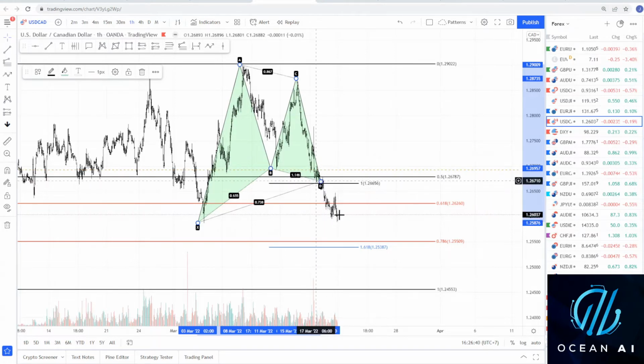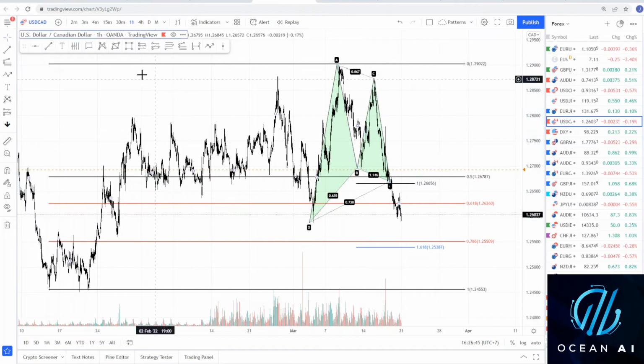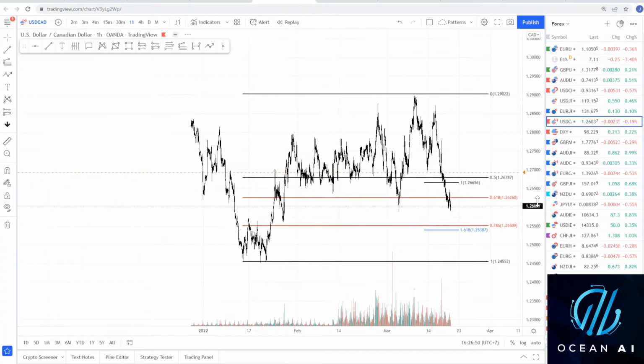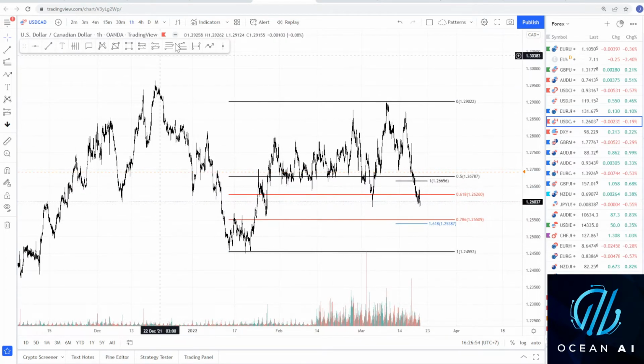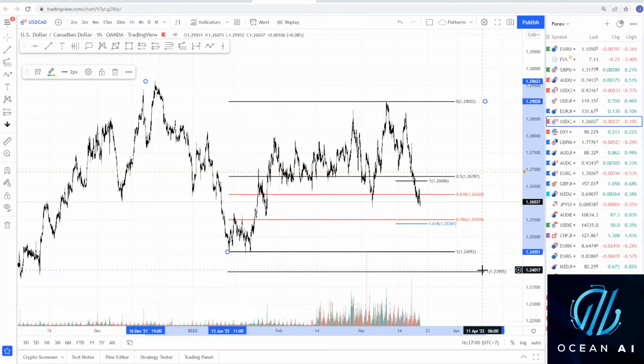But yeah, it just didn't work, and we're going lower. So now we can look for potential here for a bigger move lower. So we could get this ABCD down into the 124 area.